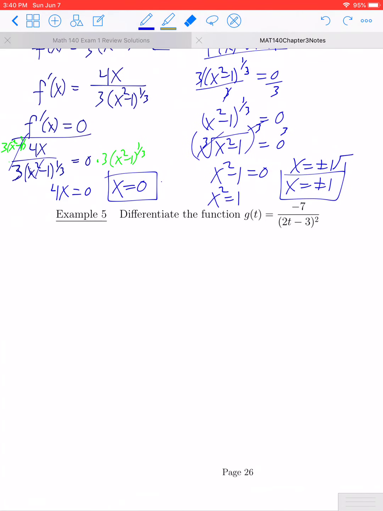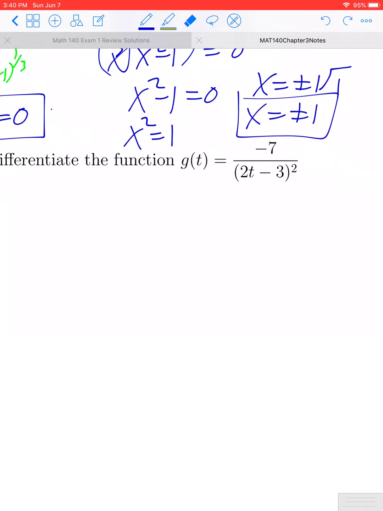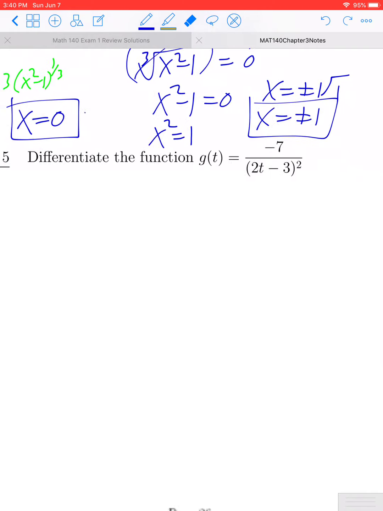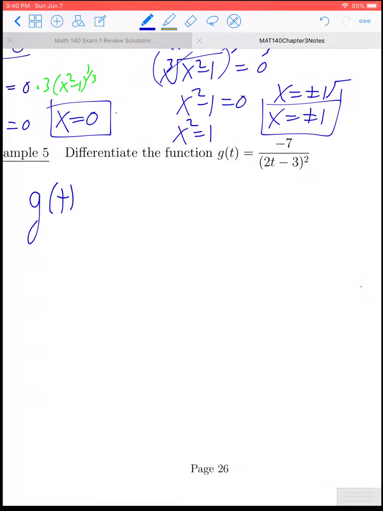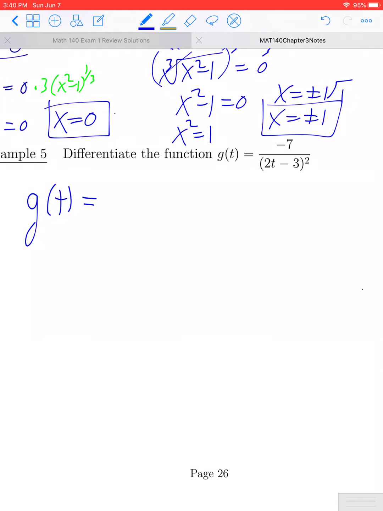Let's take a look at example 5. We're asked to differentiate the function g of t equals negative 7 divided by 2t minus 3 squared. So just looking at the way this function is set up as is, we could certainly go ahead and begin by applying the quotient rule, but we can avoid the quotient rule entirely if we simply take a step of rewriting this. I can bring this denominator term into the numerator if I rewrite it with a negative exponent.